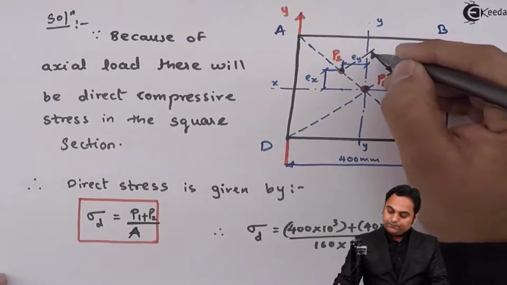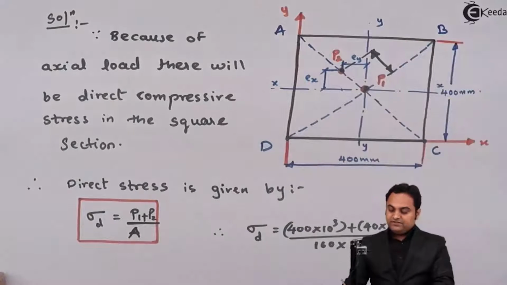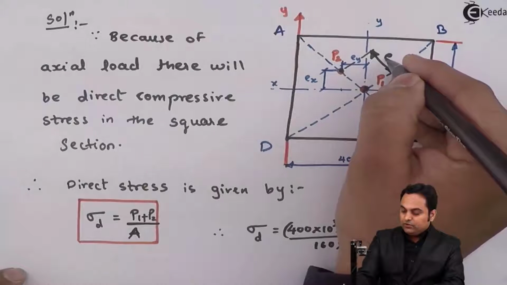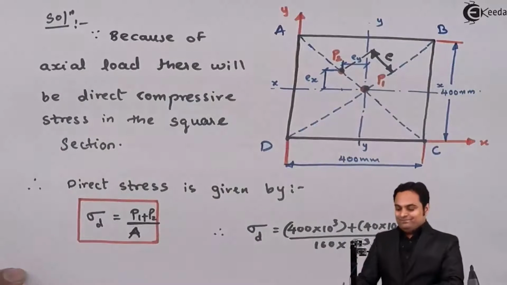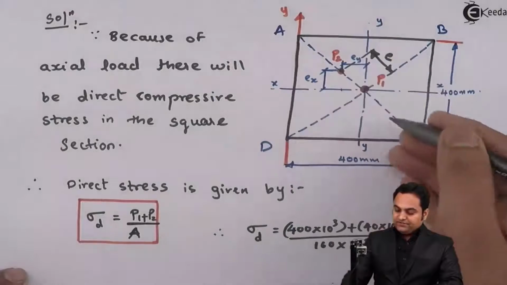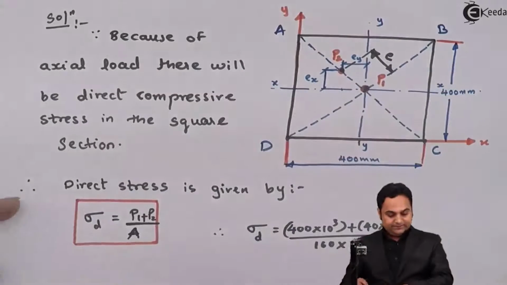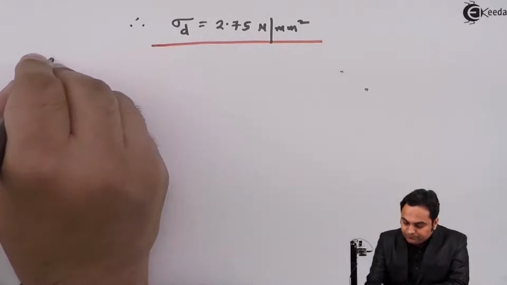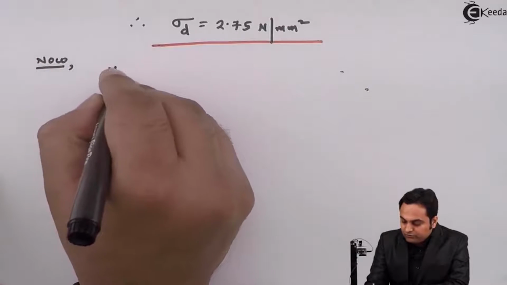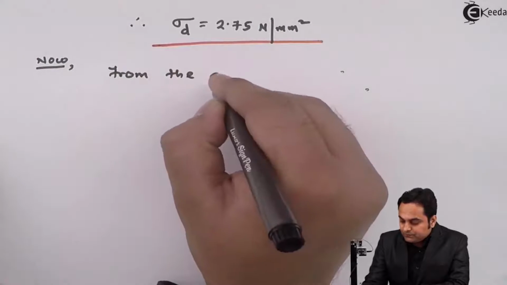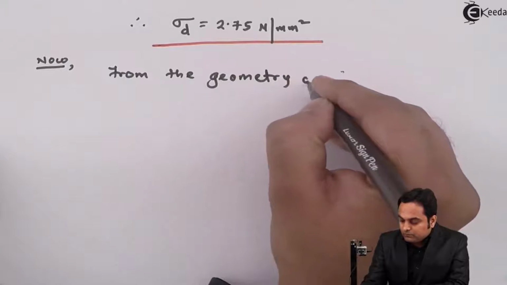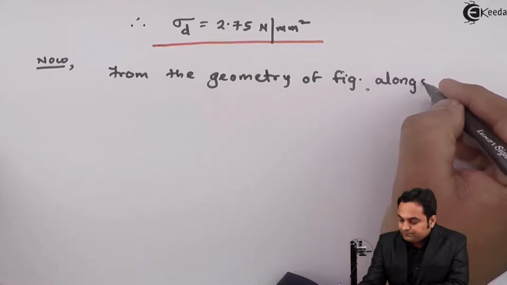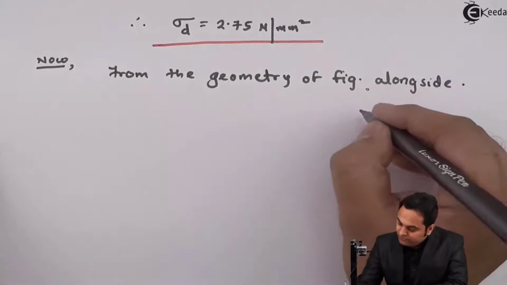So here this is the eccentricity of the load, and this eccentricity I'll denote by small e, and for that eccentricity we can calculate it. I'll draw the diagram. Now from the geometry of the figure alongside, now here is the figure which I am drawing.